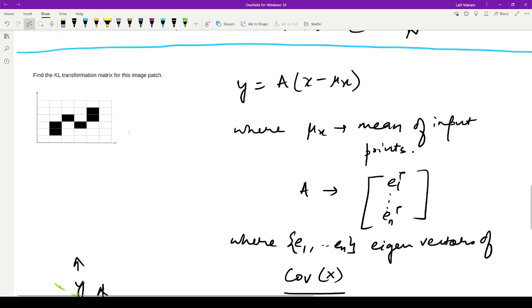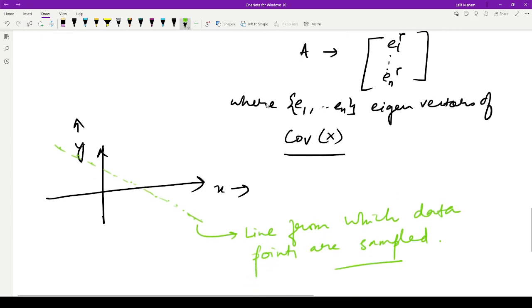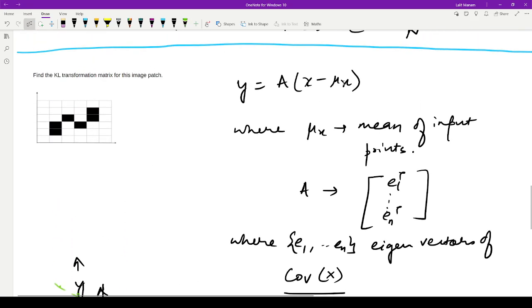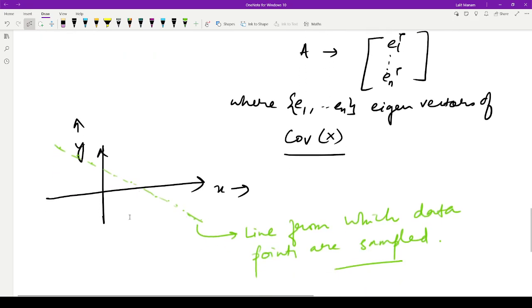The KL transformation. Okay, so what does this mean geometrically? So first, what are we doing? We'll take the main vector and remove it. What does it do here in the specific diagram? Can anyone say that? Shift the origin. It will shift to origin.